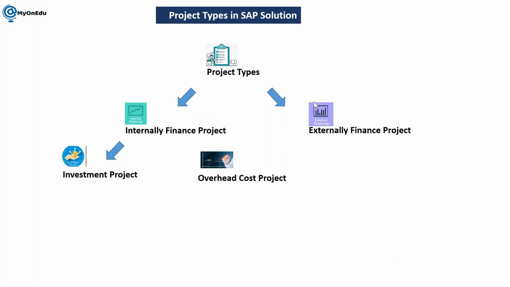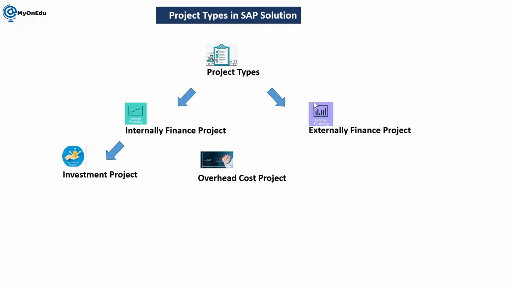Another example: if you are constructing a building as your office, which is going to be owned by that company, it is considered an investment project. Similarly, a SAP implementation project: if you invest to implement SAP in your organization, that is also an investment project. Another is the cost project, which you can't consider an investment; it becomes an expense.